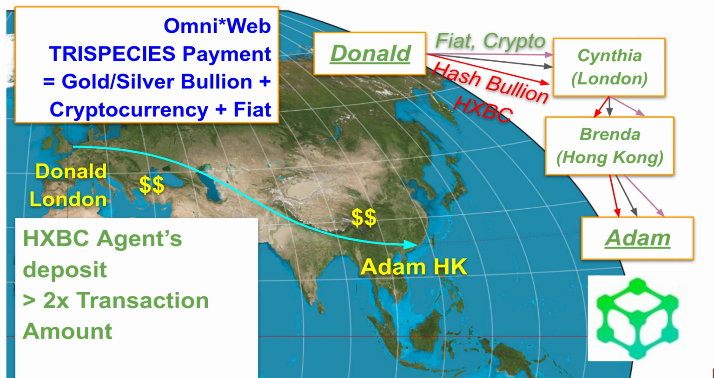This description of the steps in OmniStar tri-species payment sounds ordinary and easy to understand. However, under the hood are many sophisticated considerations and simplifications to make it versatile, secure and yet easy to use for Tom, Dick, and Harry.